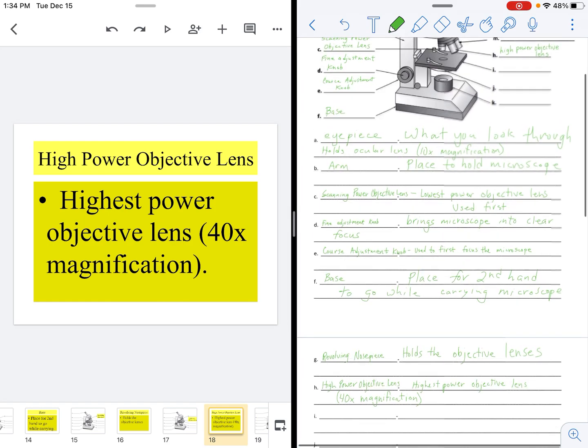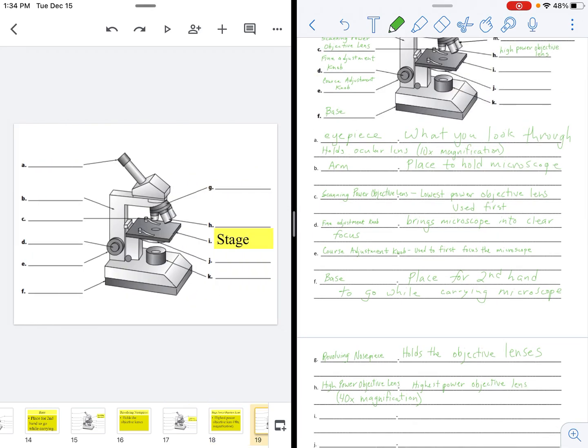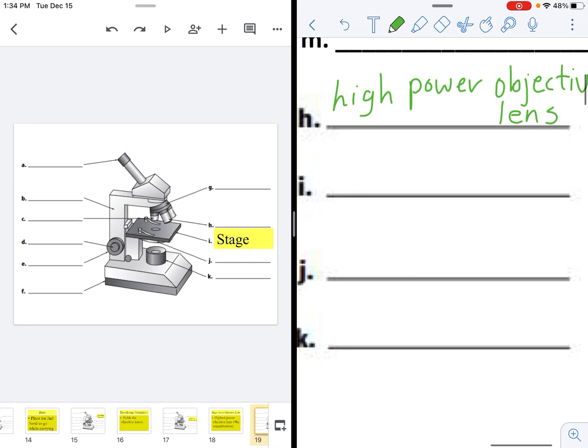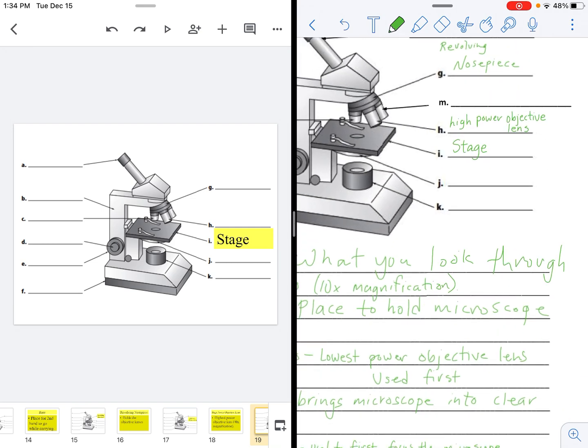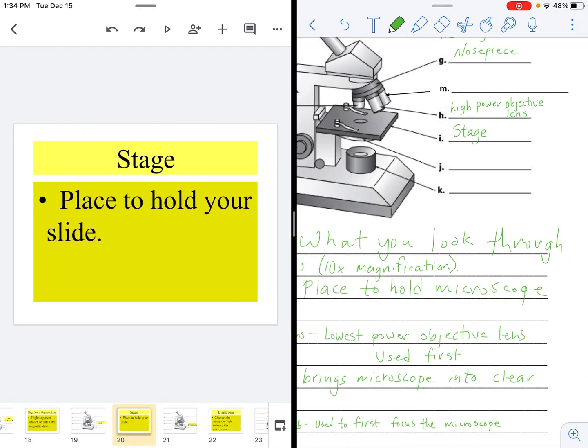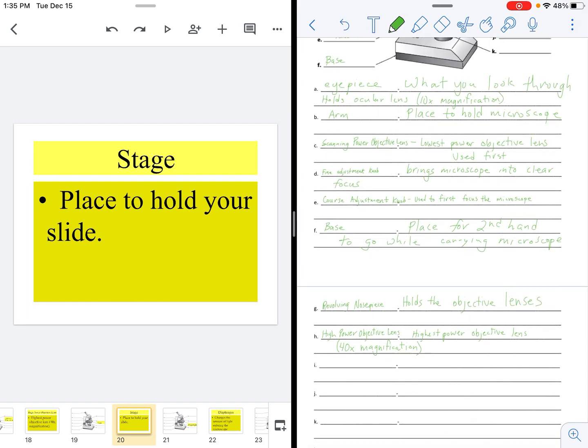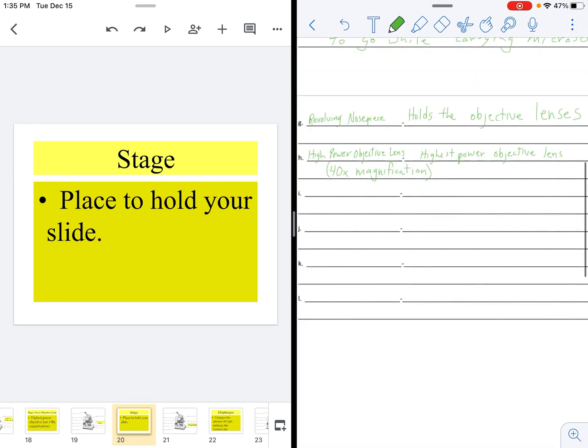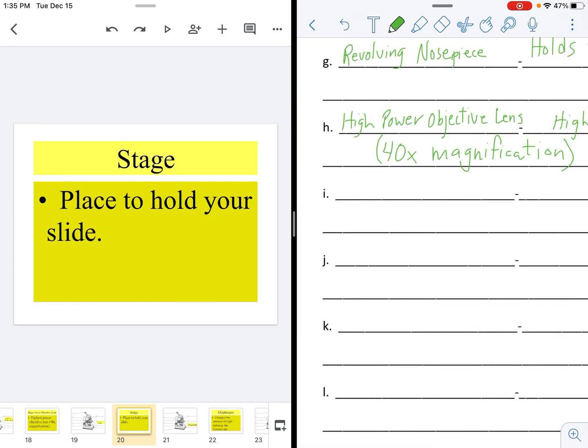Next, that brings us to letter I, which is the stage. And the function of the stage is to hold the slide. So we'll fill that in on our note sheet here.